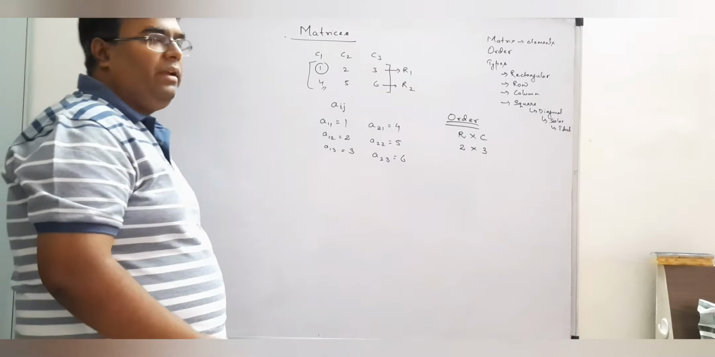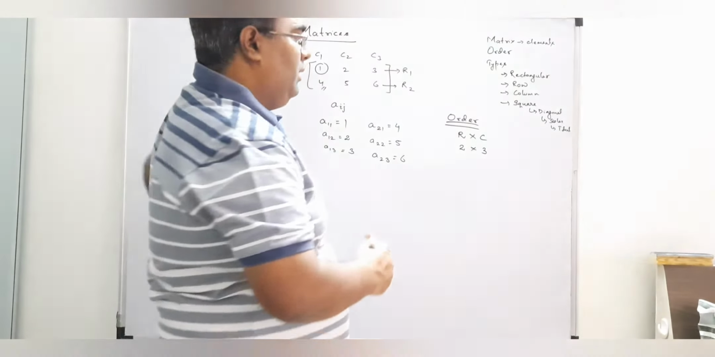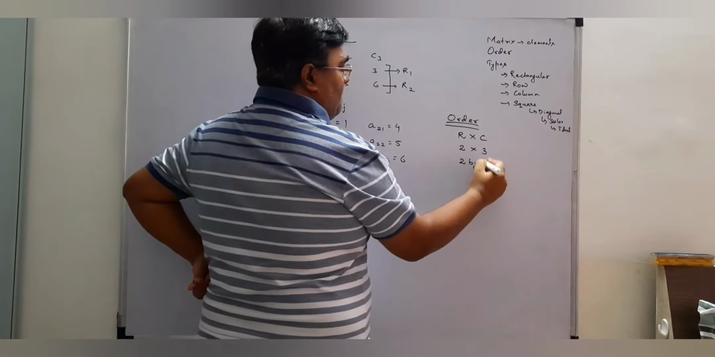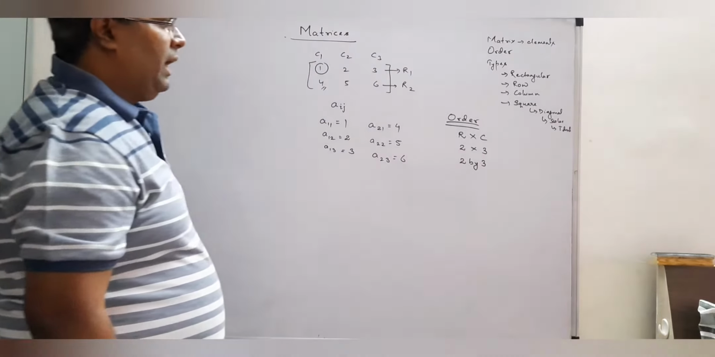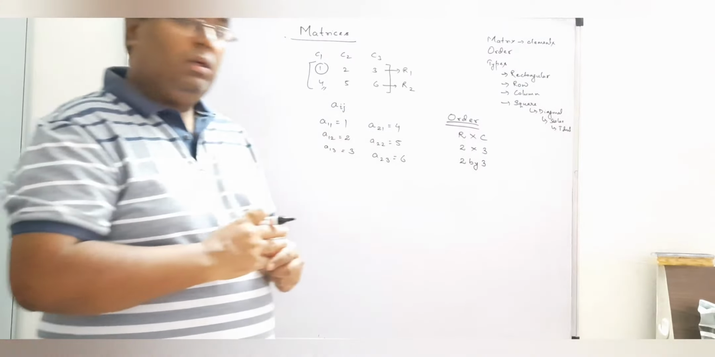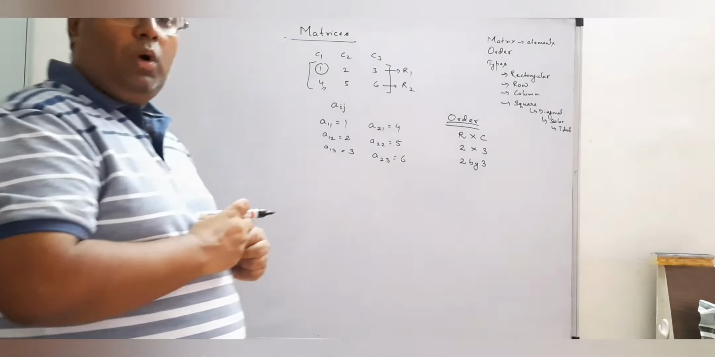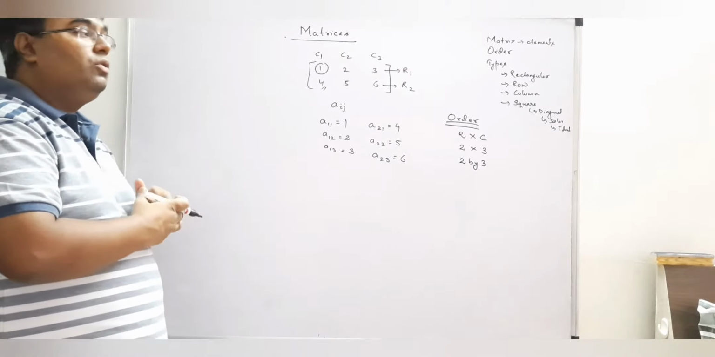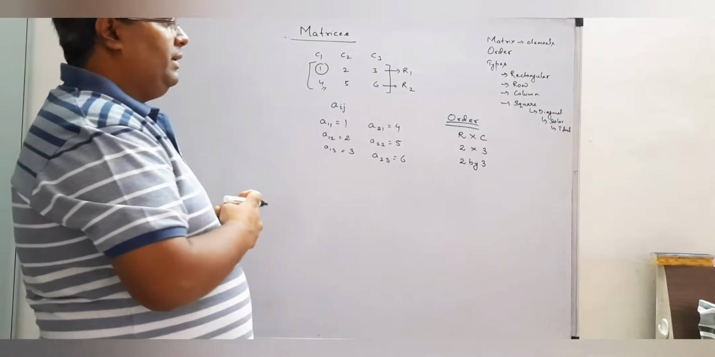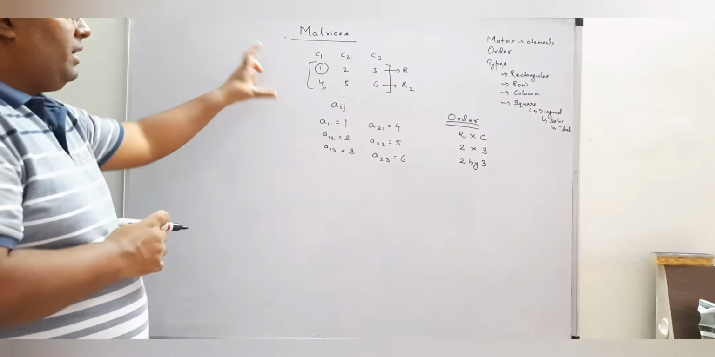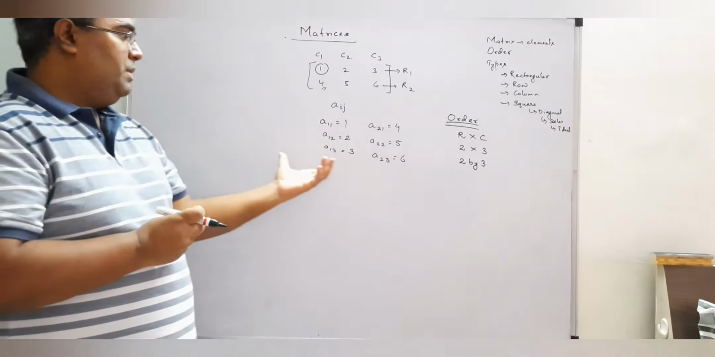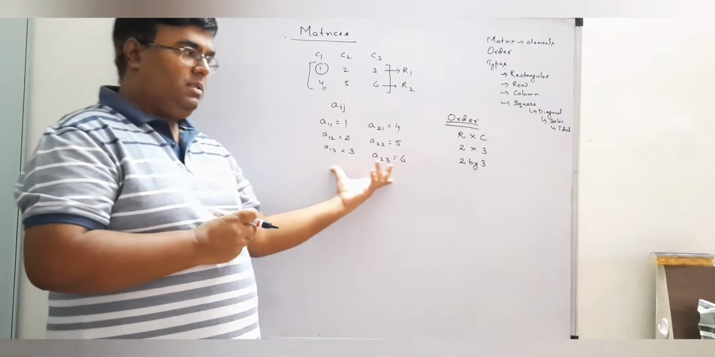So the order of a matrix is the number of rows cross the number of columns. We say it like 2 by 3. There can be different orders: 1 by 1, 1 row and 1 column; 1 by 2, 1 row, 2 columns; 2 by 2, 2 rows, 2 columns; 3 by 3, 3 rows, 3 columns, like that. So that is the matrix, its order, and how we represent its elements.